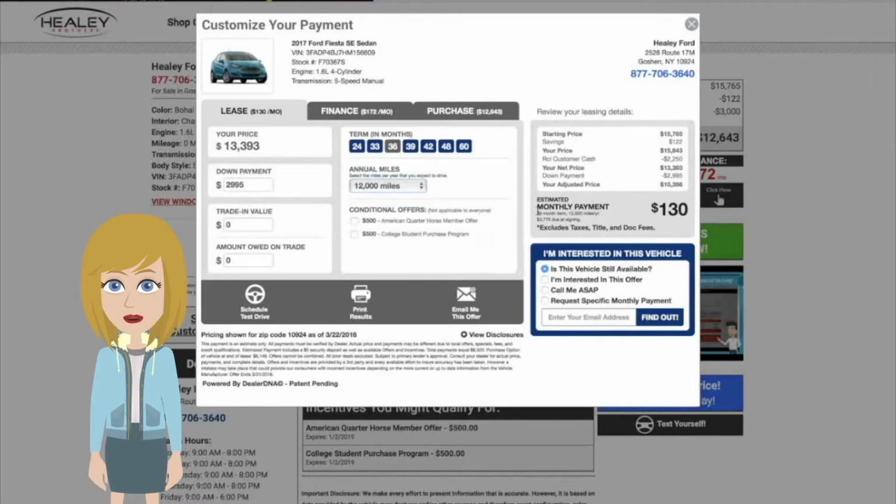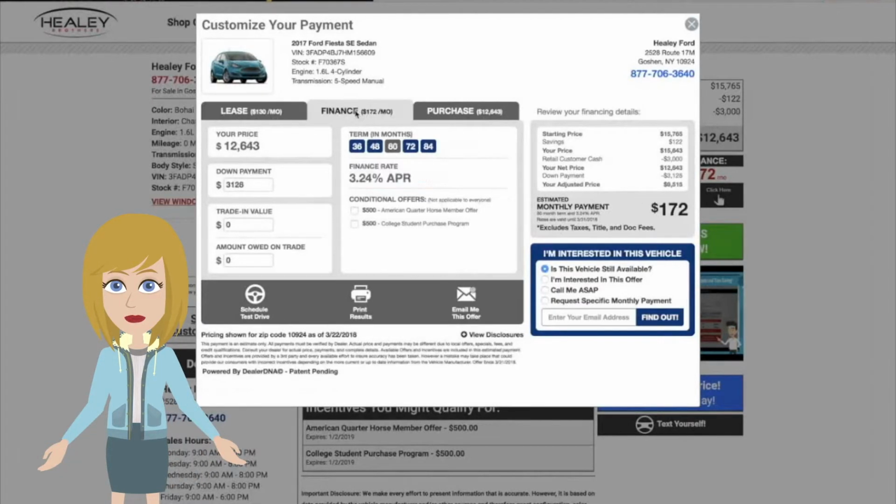Now let's look at finance. Again, you have your price, down payment, trade-in value, and amount owed on trade. Select your term in months, and a finance rate will generate depending on the term. And again, you select any conditional offers that may apply.